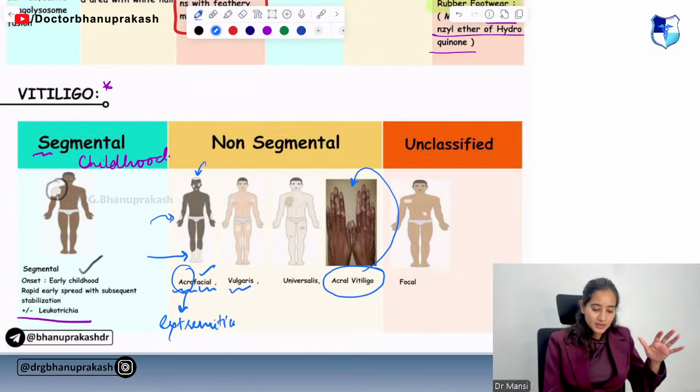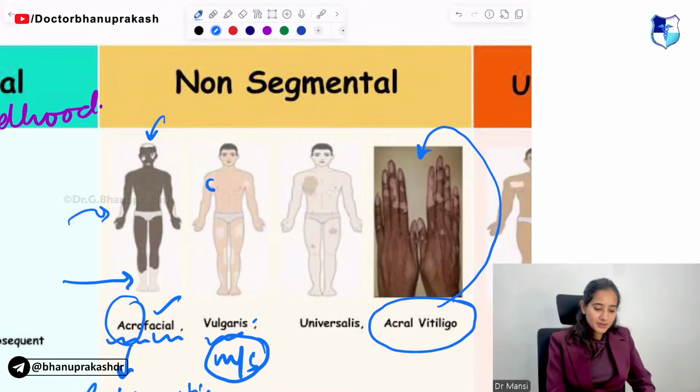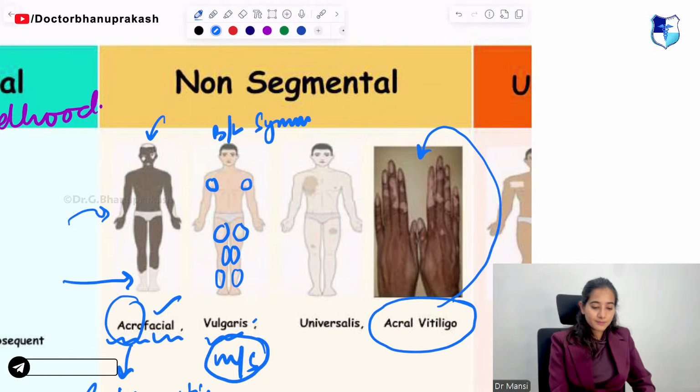And then there is the most common variant of vitiligo, which is vitiligo vulgaris. What is special about vulgaris? If you can see in the image, I hope you can appreciate, this is depigmented, this is depigmented, this and this. So what is it? It is a bilateral symmetrical distribution. Vitiligo vulgaris is the most common one.